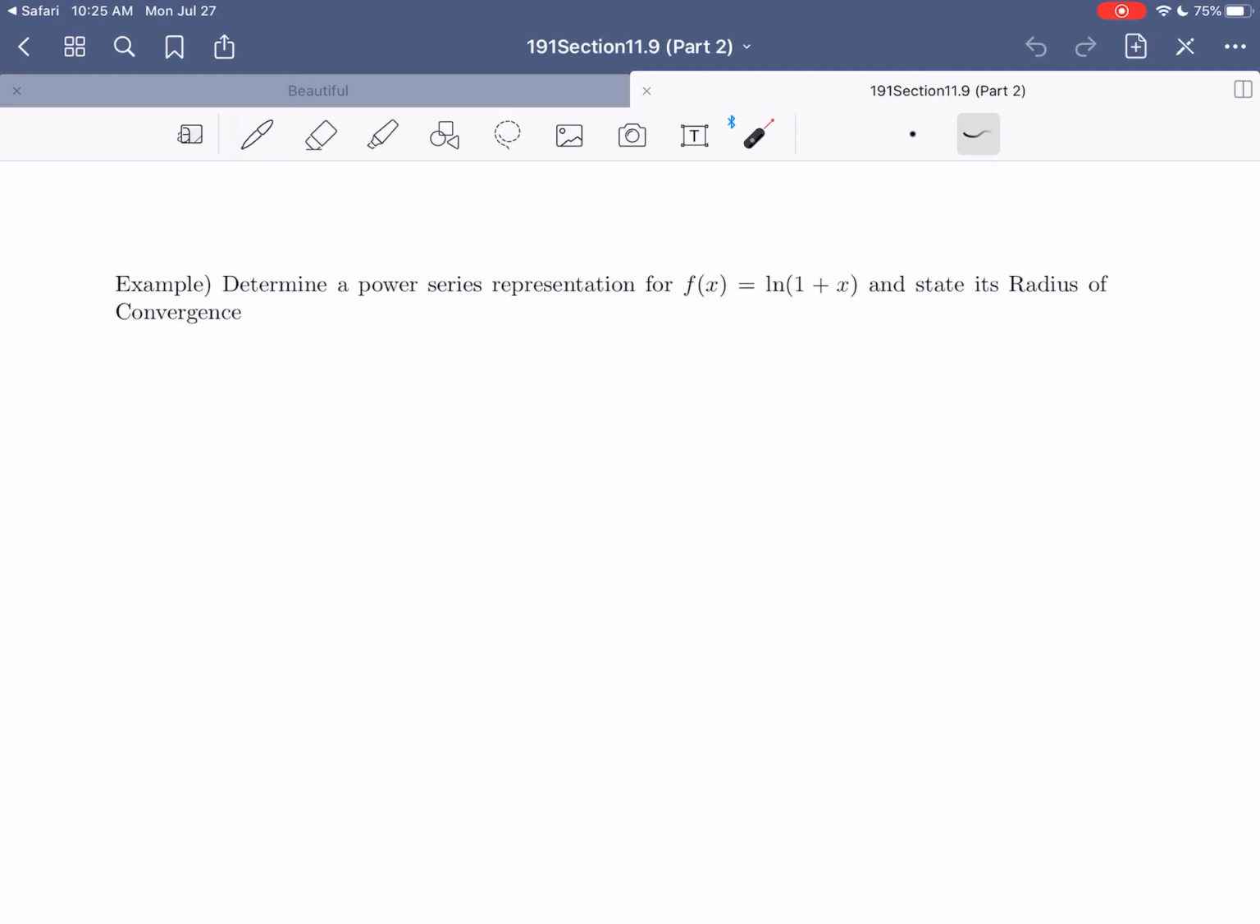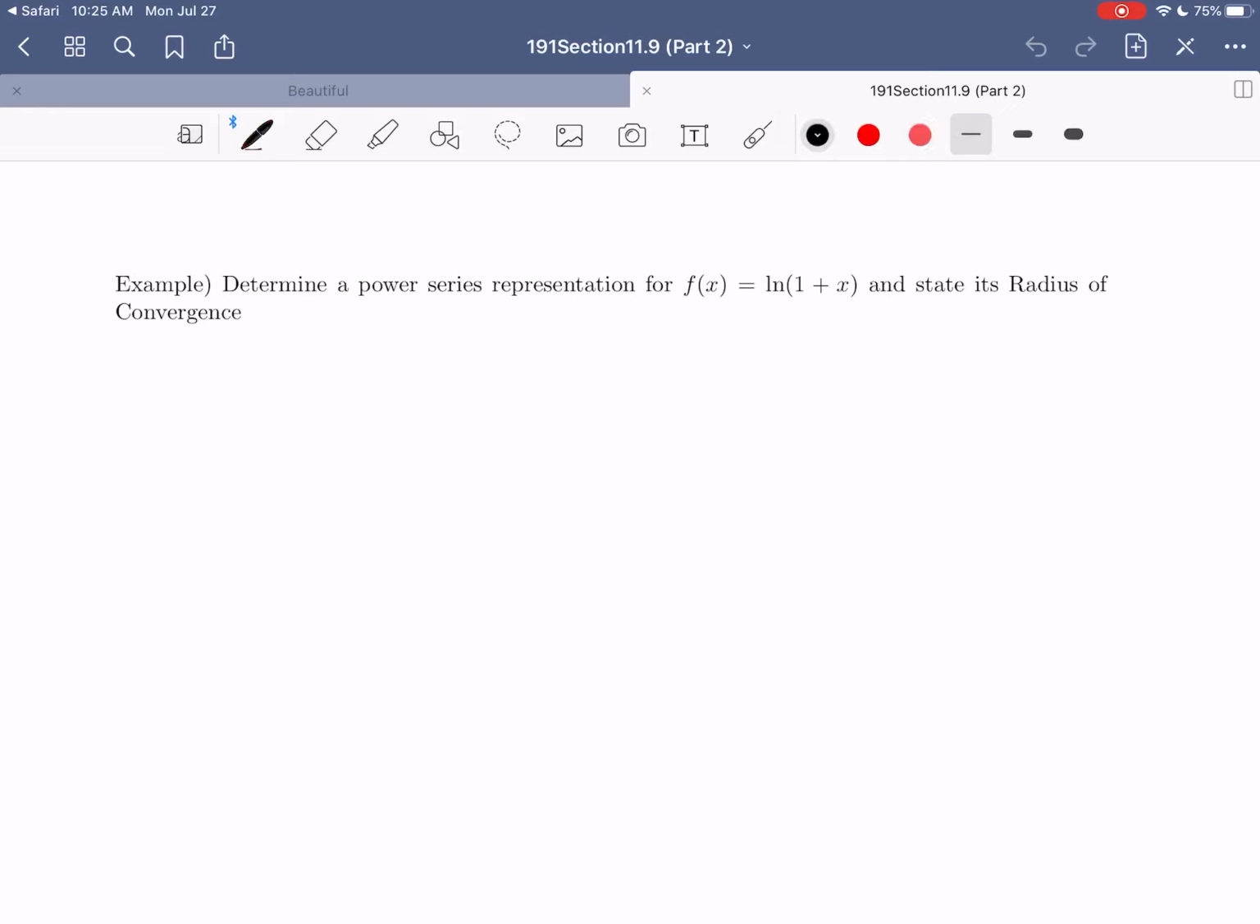All right, so the first thing we're going to do is, if you think back to everything we did in the first part of 11.9, we were always representing different rational functions as a power series. Now we're going to represent a logarithmic function. So we're going to build a power series representation for f of x equals ln(1 plus x) and state its radius of convergence. So how are we going to approach this?